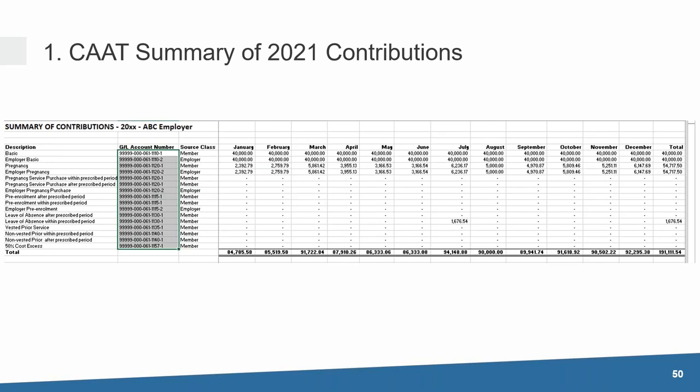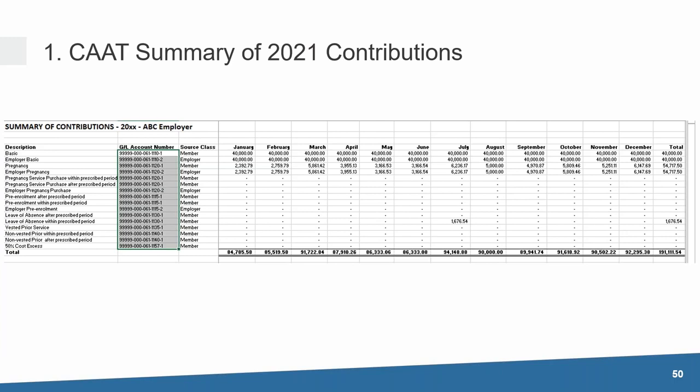The first document is an example of the CAT summary of 2021 pension contributions. This spreadsheet lists the aggregate remitted figures by month for the year 2021, with totals on the right-hand side and at the bottom of the page. Please note that the individual lines on this report list the amounts of monthly pregnancy parental payroll deductions.